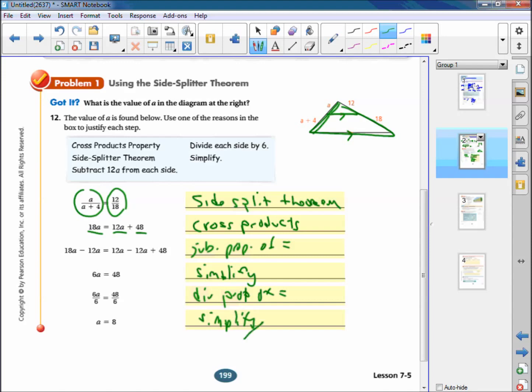So if we go back up here, then we know this is 8, and this is 8 plus 4, which is 12. So if we look at our ratios, 12 to 18 on the right side, that reduces to, let's see, 6 goes into both of those, so 2/3. And on the left side, we had 8 to 12, and that 4 divides into both of those, which is 2/3. So our ratios are the same, just like they're supposed to be.